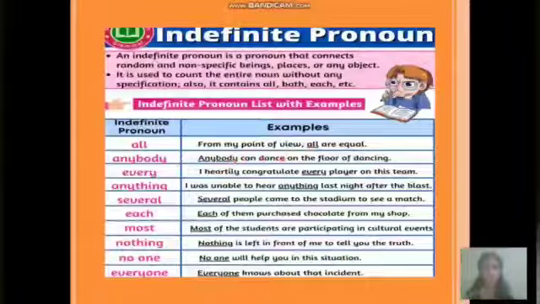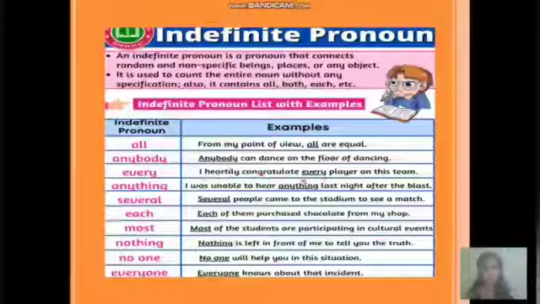Anybody can dance on the dance floor. So again here, anybody is an indefinite pronoun. I'm not definite about whom I'm talking about. I'm just saying anybody can dance on the dance floor. In general I'm talking. So anybody is an indefinite pronoun.